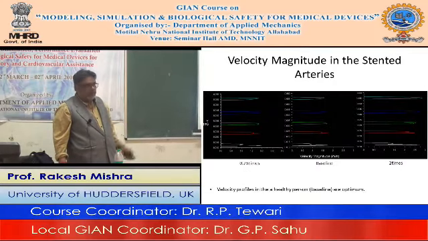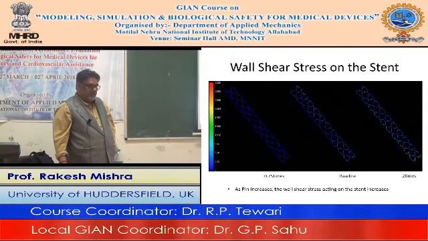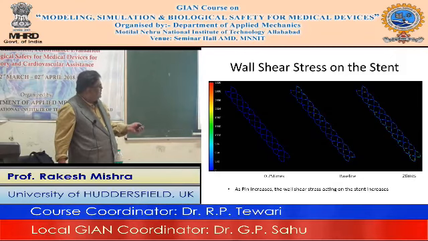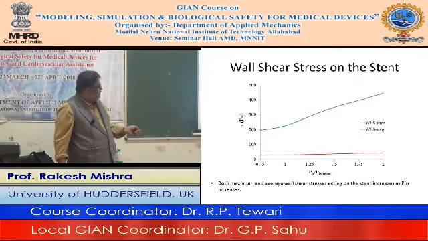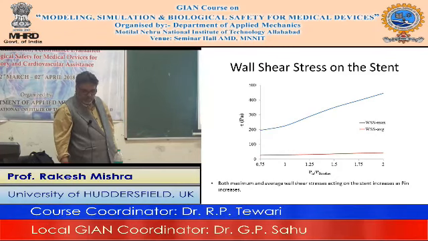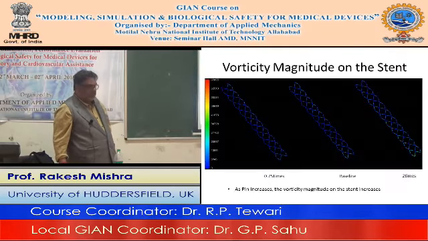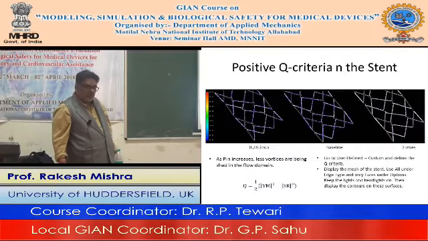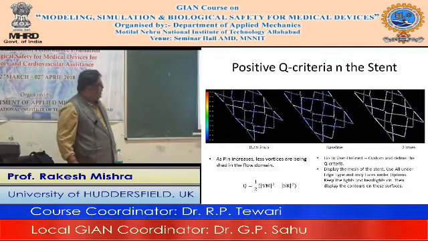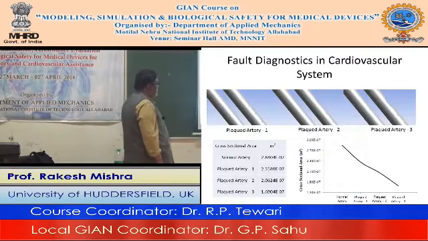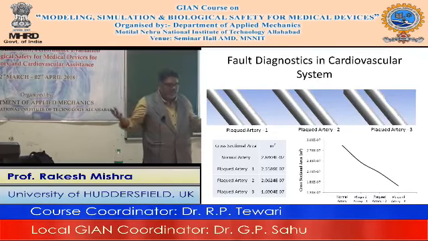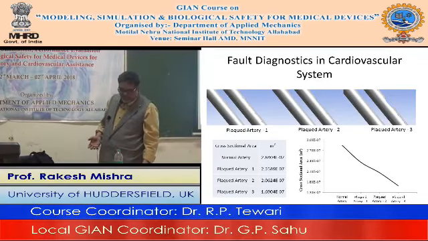And then we calculated wall shear stress on the stents under 3 conditions, and you can see as the P in is increasing, blood pressure is increasing, things are becoming more complicated. Okay, and then we used 2 parameters, vorticity magnitude and the Q criteria, to see the rotation effect, and we reached this particular point: fault diagnosis in the cardiovascular system. So we have analyzed the stented artery.